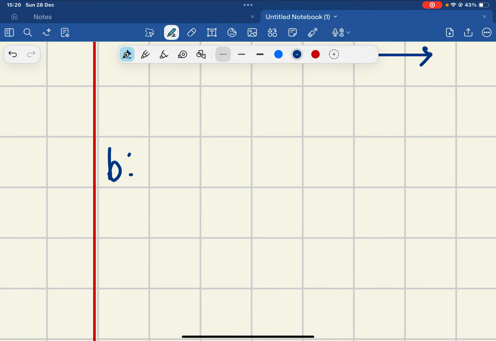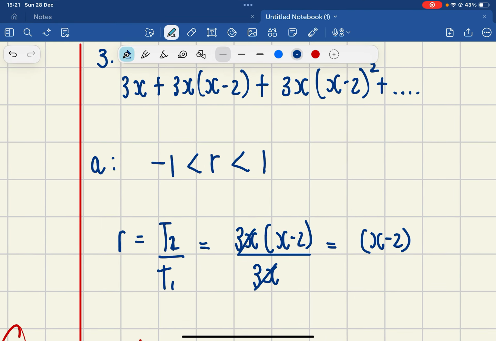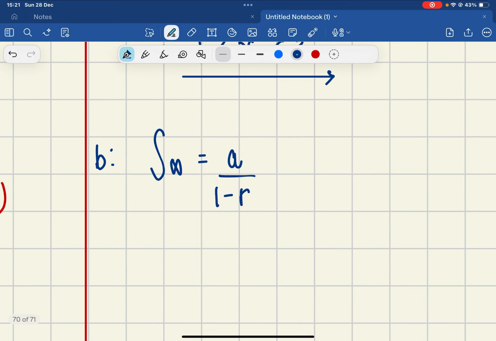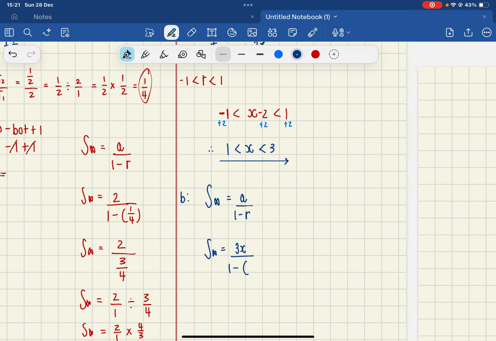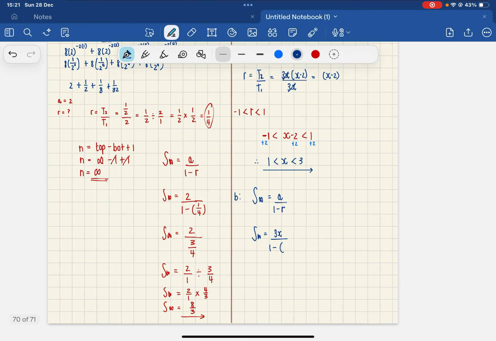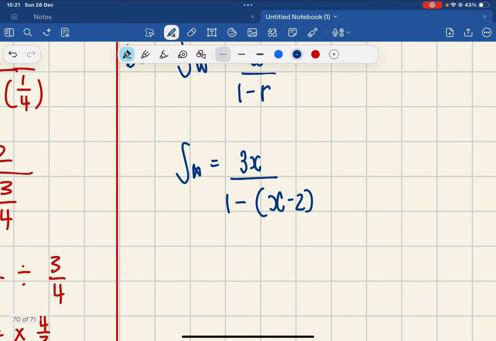Okay, sum of infinity, boys and girls, S is equal to a over 1 minus r. So what is our first term? This one is quite a straightforward one, boys and girls. Our first term is 3x because we're calculating in terms of x. So our first term is 3x over 1 minus r. We said our r value is x minus 2.